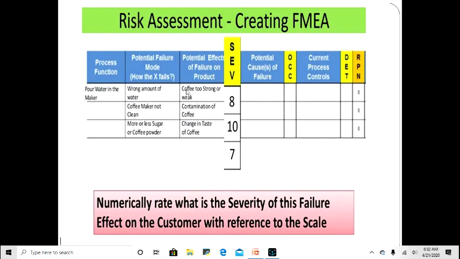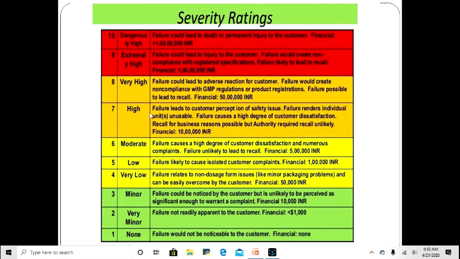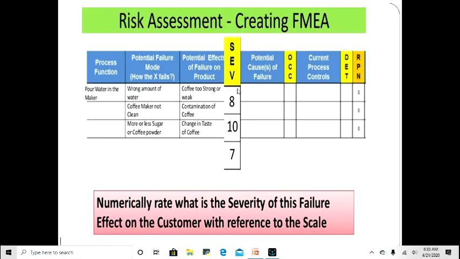Okay, so coffee is too strong or weak. How does it affect the customer? So keeping customer in mind, the severity should be put. So you would have seen in the previous layer that severity is based upon the customer requirement. Coffee too strong or weak, the severity of the risk is 8. Okay, what's the level of 8? Very high, right? Because most of us want it in the exact way.